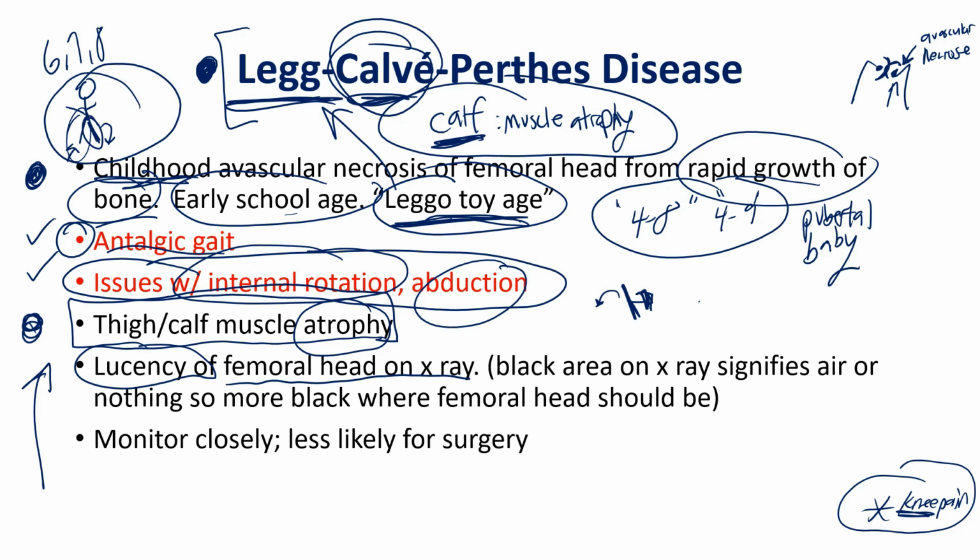Now, if they're an adult, it would just be called avascular necrosis of the femoral head. And we've gone through the differences between that. So they're going to have a lucency of the femoral head on x-ray. And then what do you do for this?